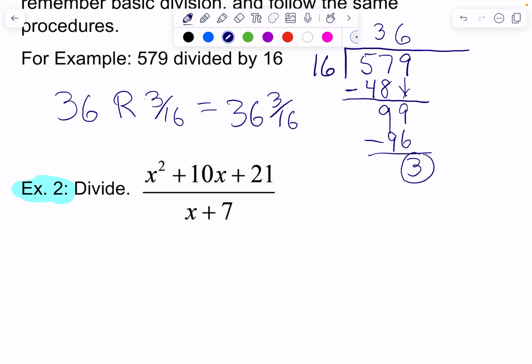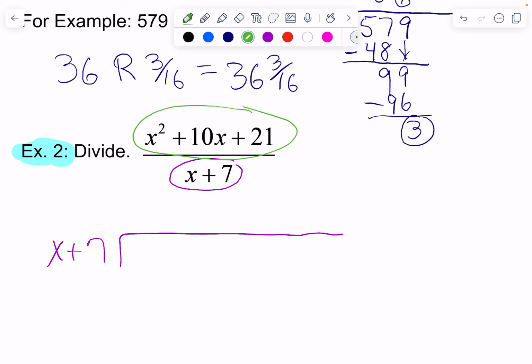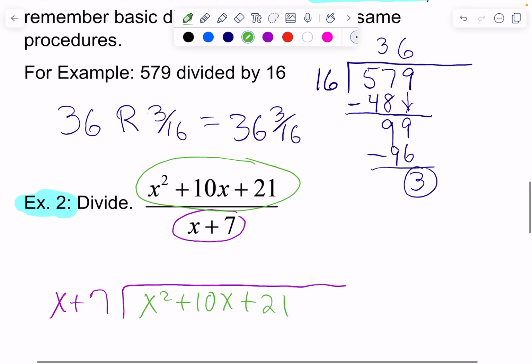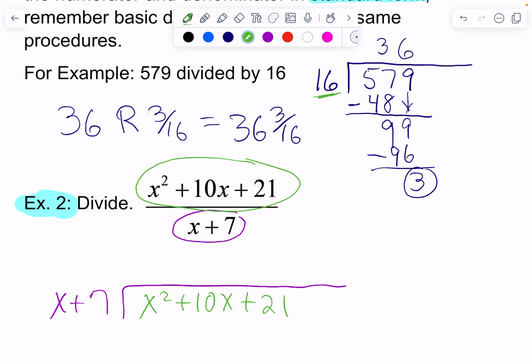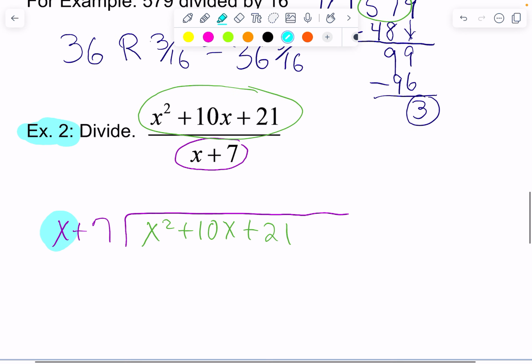Let's go ahead and do the example. So I have x squared plus 10x plus 21 divided by x plus 7. First and foremost, remember that the denominator always goes on the outside. And remember that the numerator goes on the inside. Now, when we're dividing, just like in the example 579 divided by 16, we asked, how many times does 16 go into 57? Well, we're going to use a very similar pattern here, but we're only going to be working with the leading term of the denominator. That's the one that we're going to use to ask questions.